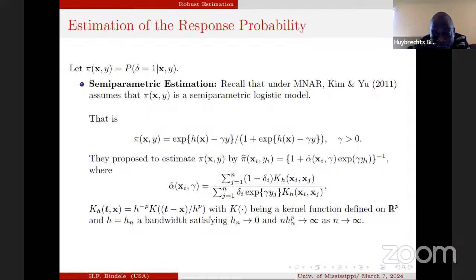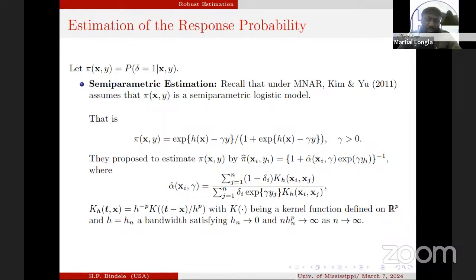Or do a follow-up sample. Go back to those people that you surveyed. Let them help you answer a particular question that you were trying to ask. And the new data that you're going to get, use that to estimate this gamma. And once this gamma is obtained, it's going to help us to estimate this pi of x, y.